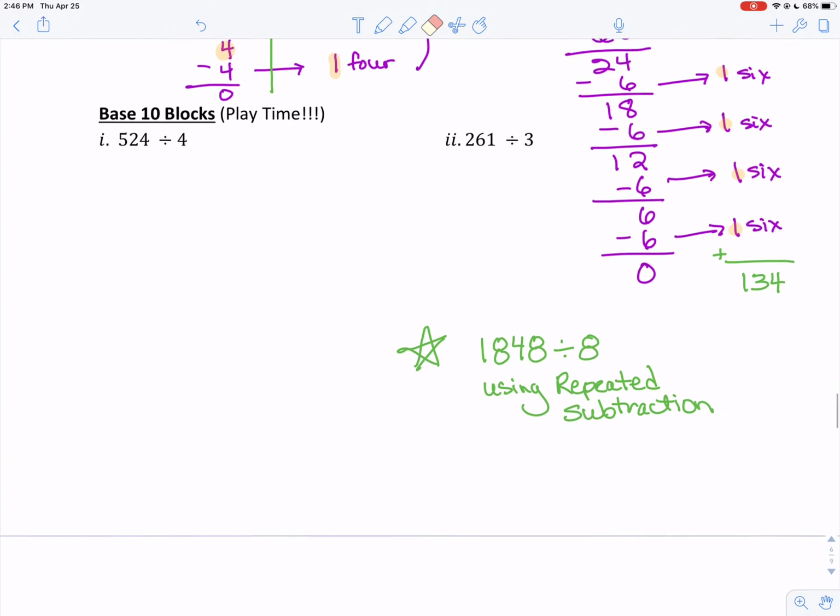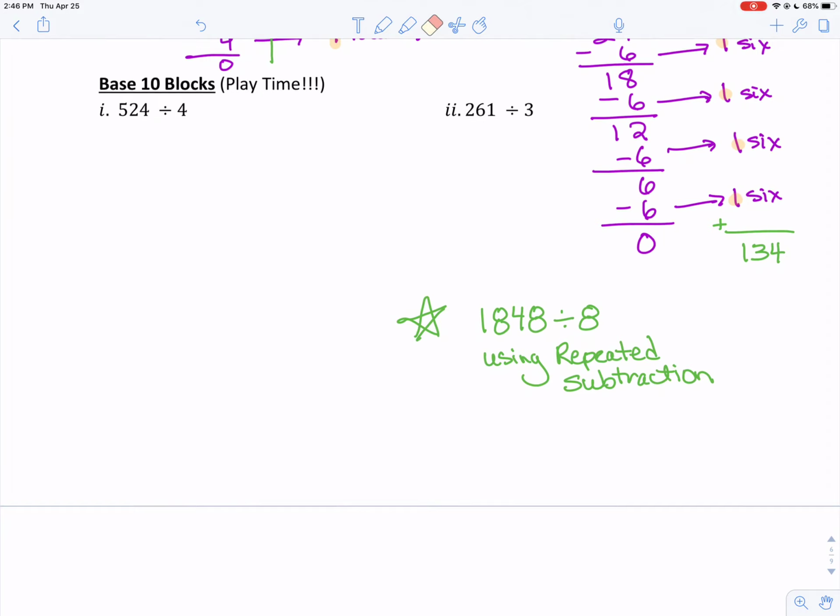Now I would like for you to do the problem 1,848 divided by 8 using repeated subtraction.